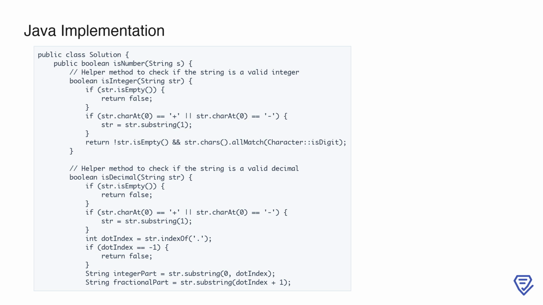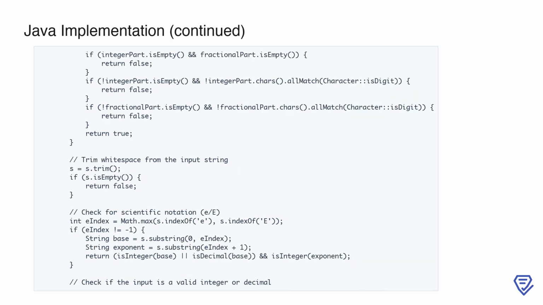preparing for further checks. The isDecimal method continues by addressing edge cases. If both the integer and fractional parts are empty, it returns false, as a valid decimal needs at least one numeric component. It then validates each part individually, ensuring that the integer part, if not empty, contains only digits, and the same for the fractional part. If both checks pass, the method returns true, confirming the string is a valid decimal.